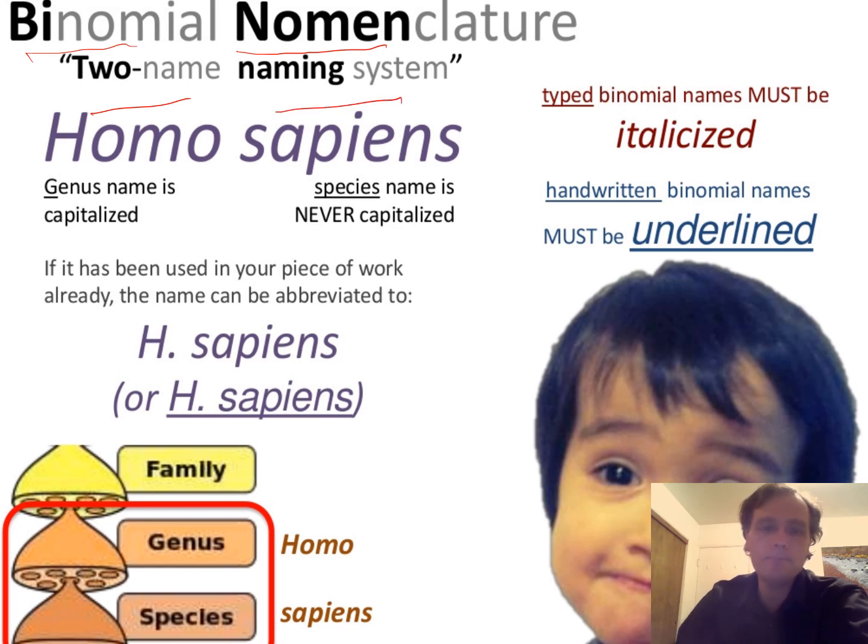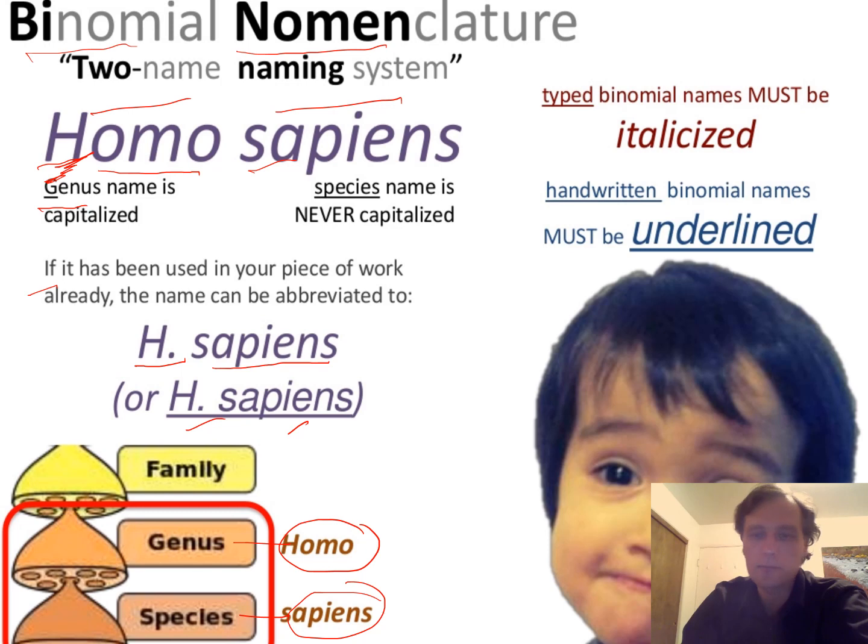Homo sapiens. Homo is our genus, and it is always capitalized. The genus is always capitalized. Sapiens is our species name, never capitalized. If it has been used once in your piece of work or your test answer, for example, the name can be abbreviated to the first letter of the genus, that's the genus up here, and then the full word for the species, or H. sapiens. So Homo sapiens, the genus and the species.